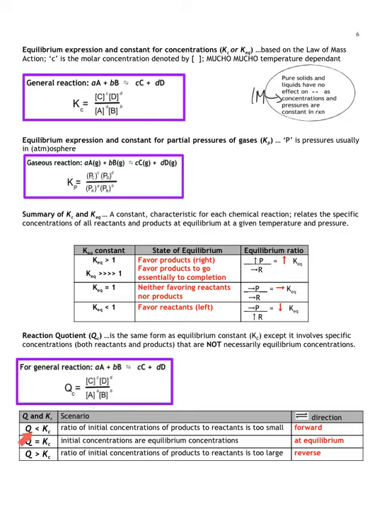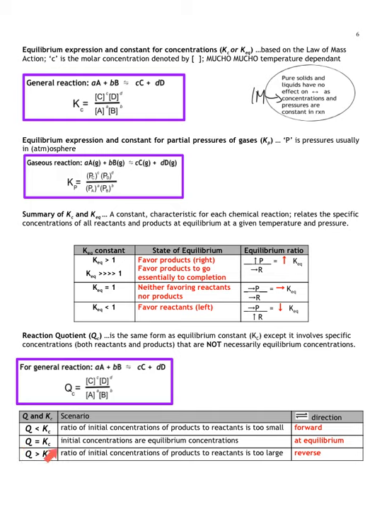So what happens when Q is less than K? If Q is less than K, you need to increase Q to get to K. So how do I increase Q to get to K? I need more products. More products will increase Q to become K in order to reach equilibrium. So the reaction is going to go in the forward direction, in other words, forming more of C and D, which gives us more products, increasing Q in order to get to K.